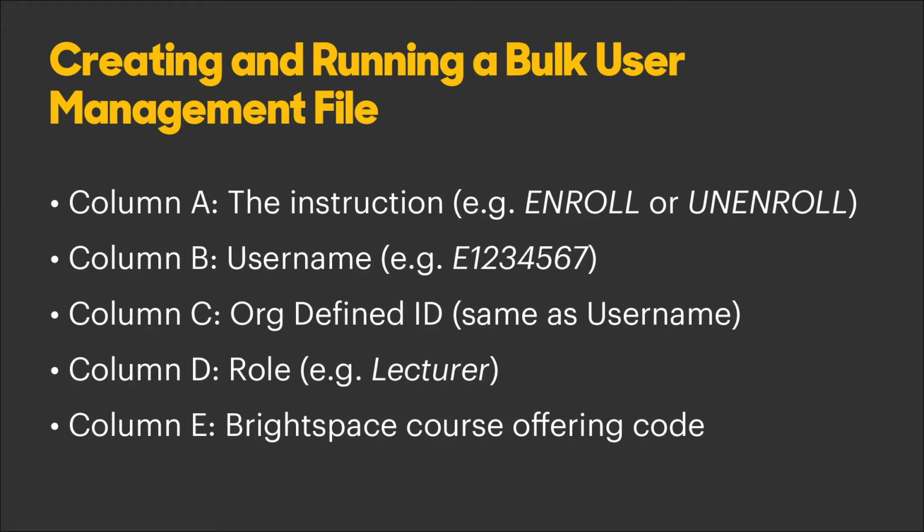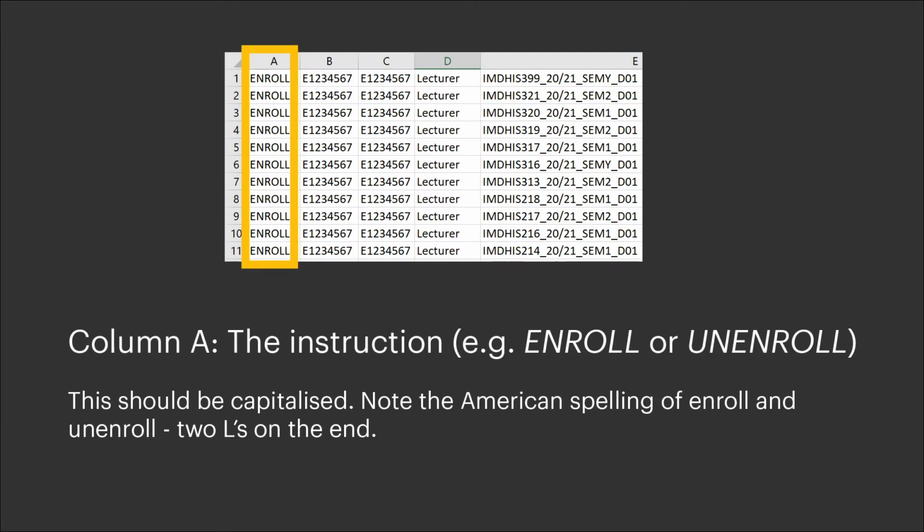So what we're going to look at first is the contents of this file, what it should look like. It consists of 5 columns. The first is the instruction, which will be enroll or unenroll, and generally it's going to be enroll. This will need to be capitalized and has a double L on the end, which is the American spelling.